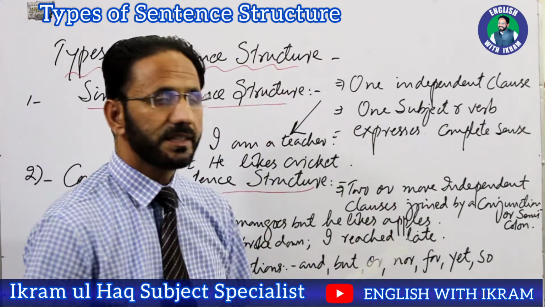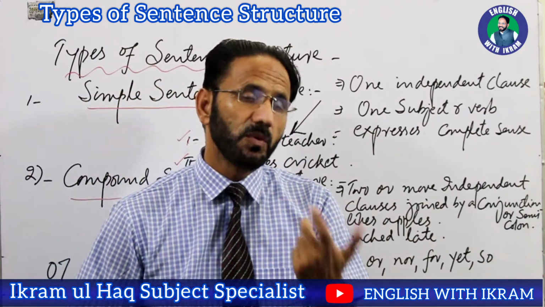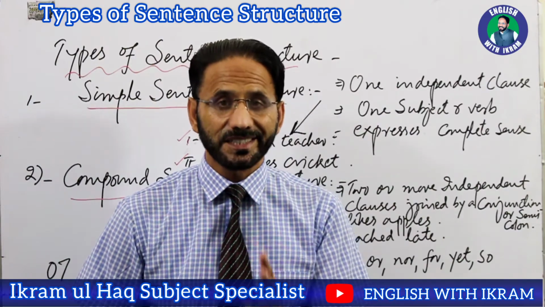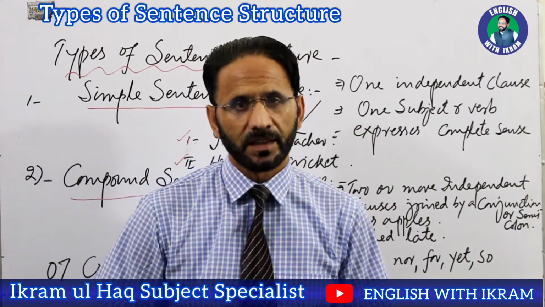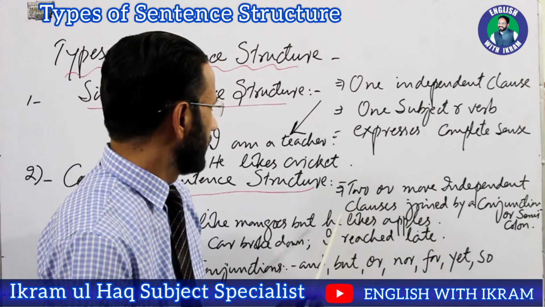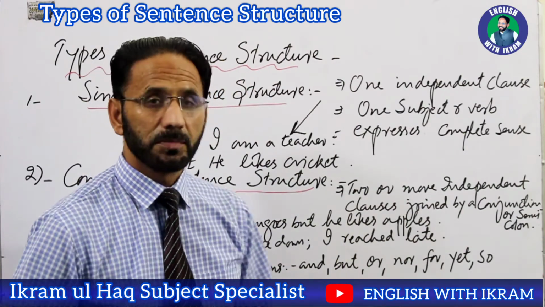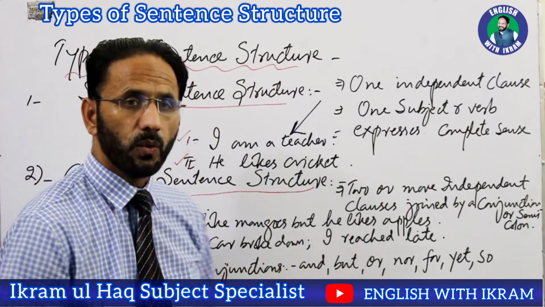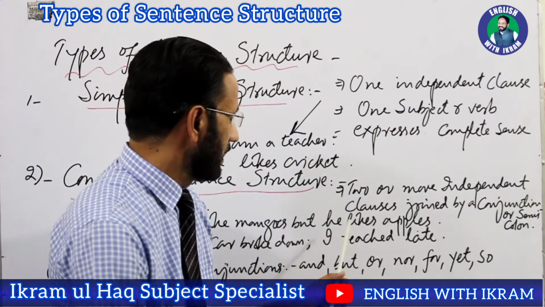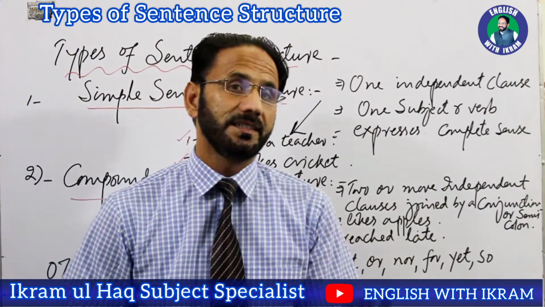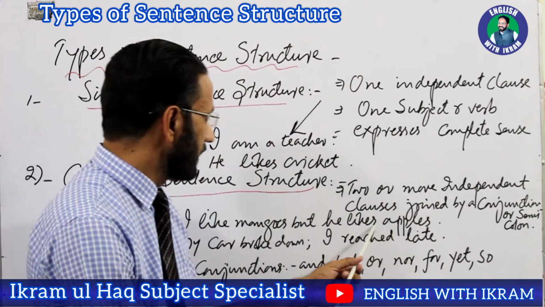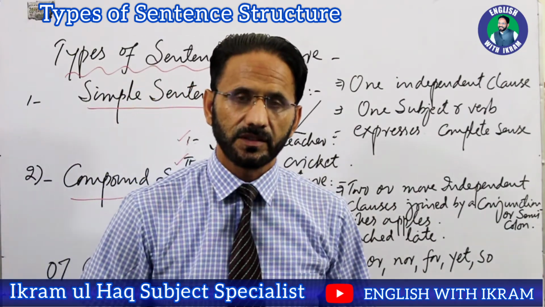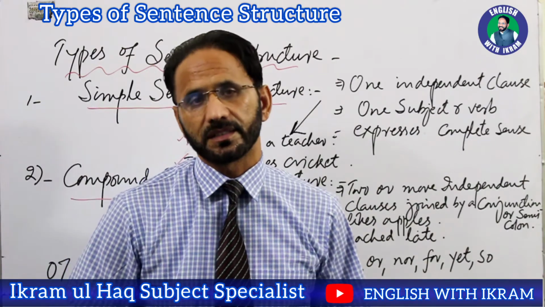So a compound sentence is the combination of 2 or more than 2 independent clauses joined by coordinating conjunctions or by a semicolon. Let's take some examples. For example, I like mango but he likes apples. Here there are 2 clauses: I like mango, one independent clause, and he likes apples, another independent clause, and both independent clauses are joined by a coordinating conjunction, but. So this is compound structure.